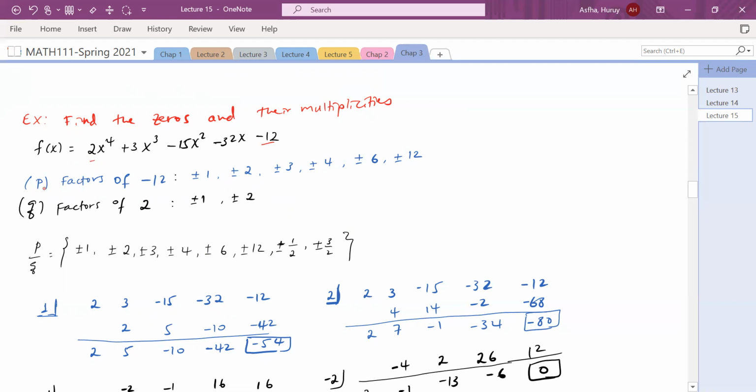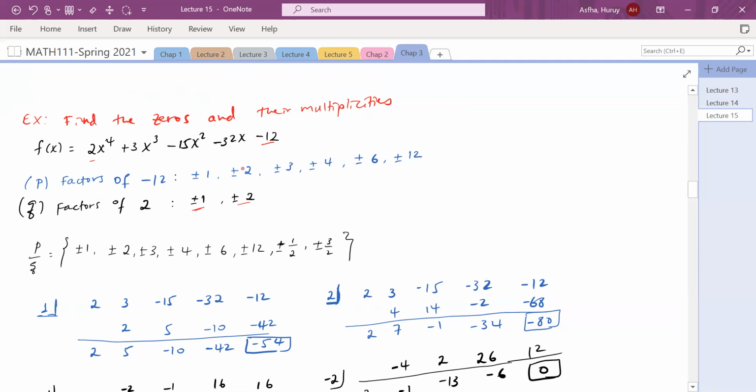For p, which is factors of -12, are these ones, and for q, which means factors of 2, are ±1 and ±2. If we divide each of the first numbers by the second one, then we get ±1, ±2, ±3, ±4, ±6, ±12. And then we divide each of them by this. Then most of them will be repetition.